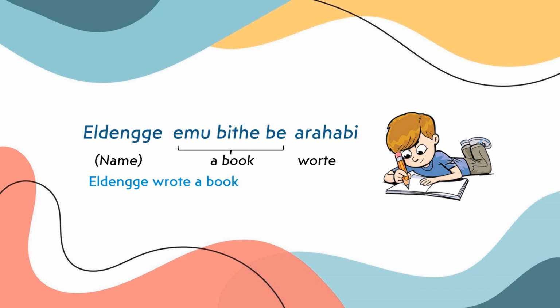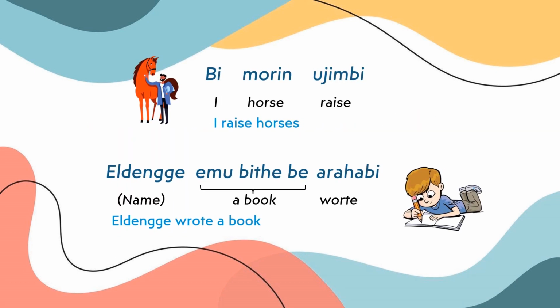As we can see in these two sentences, the subject always goes first, then the object, and finally the verb. So this is the basic order of Manchu grammar.